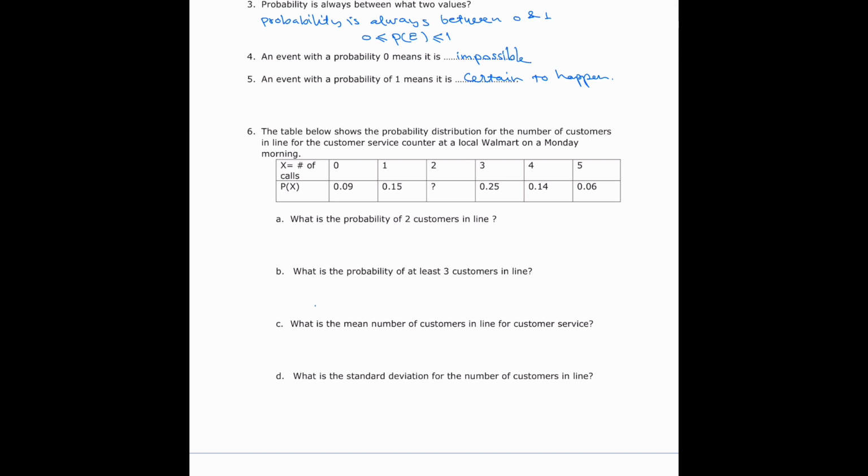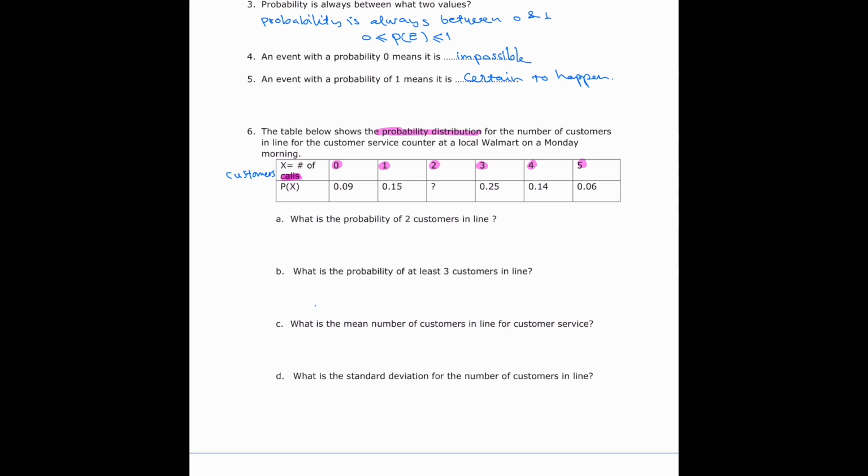Number 6, the table below shows the probability distribution of the number of customers in line for the customer service counter at a local Walmart on a Monday morning. We have the number of customers, 0, 1, 2, 3, 4, 5. These are the possibilities for the number of customers in line, and then the probability of that number. So the probability of 0 customers is 0.09, the probability of 1 customer is 0.15, and so on. What is the probability of 2 customers in line?